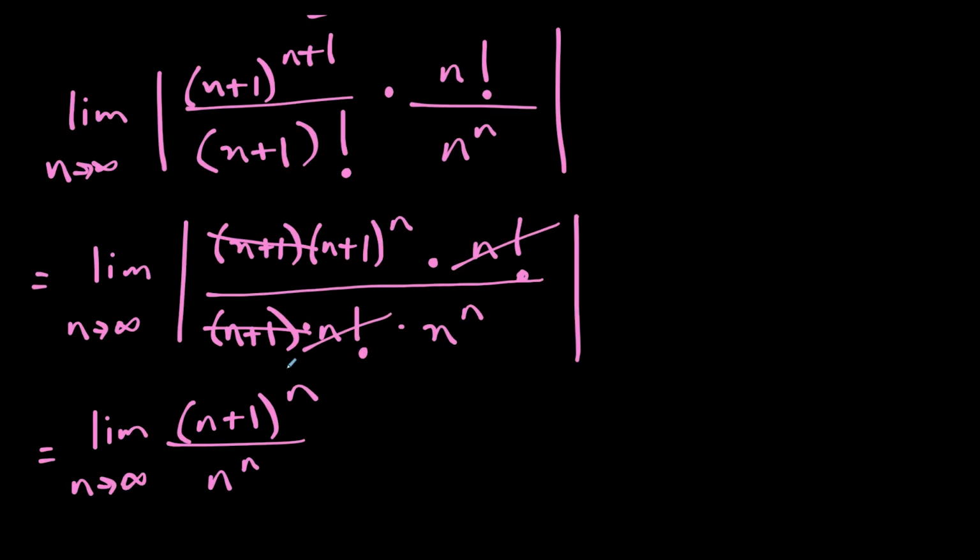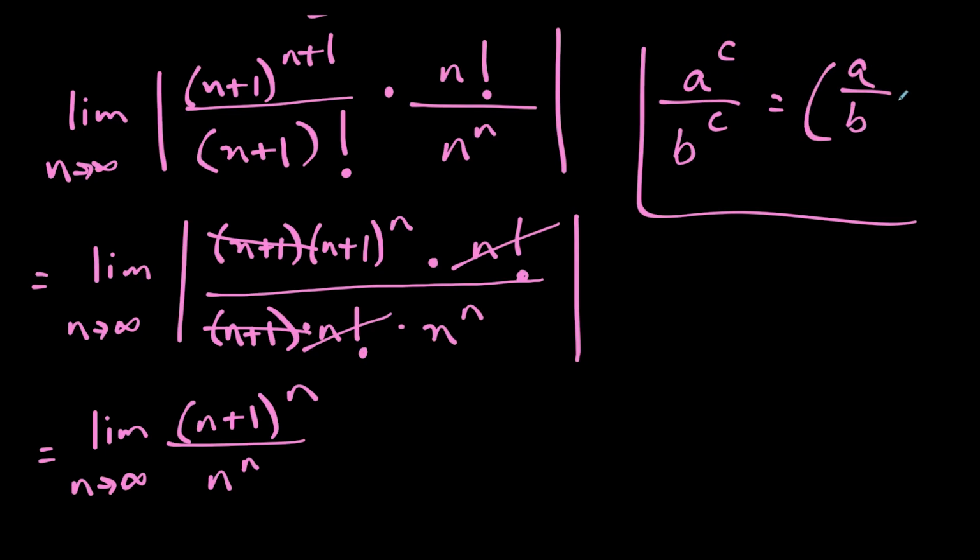This is a little bit of an annoying limit to deal with, but one of the ideas we're going to use, from way back in the day from algebra, is that when you have an expression like a^c over b^c, two terms that have the same exponent, you could combine them into a single expression. So we could write this as (a over b)^c. That's what I want to do here.